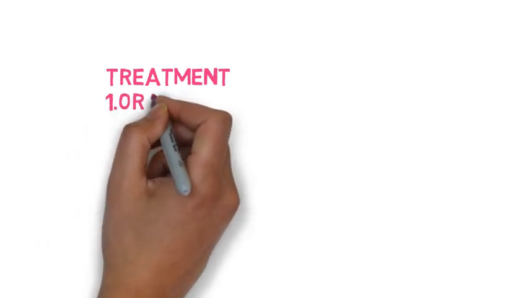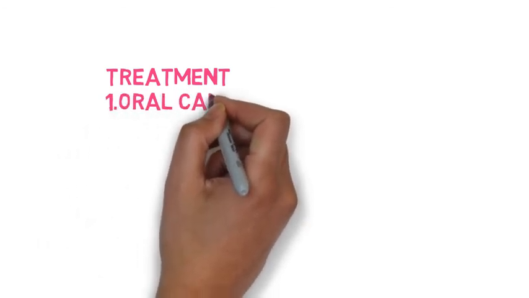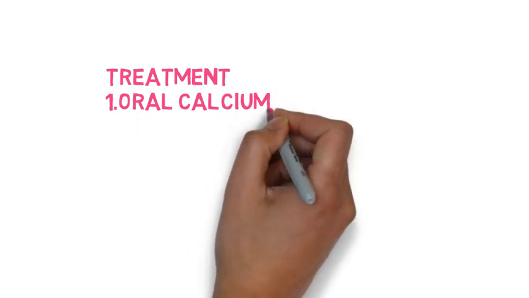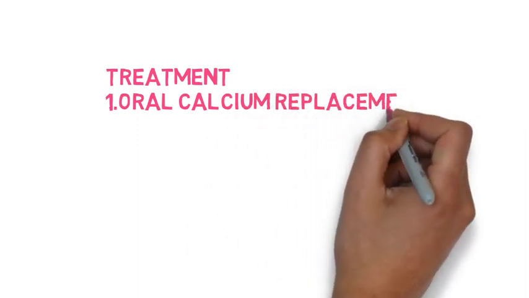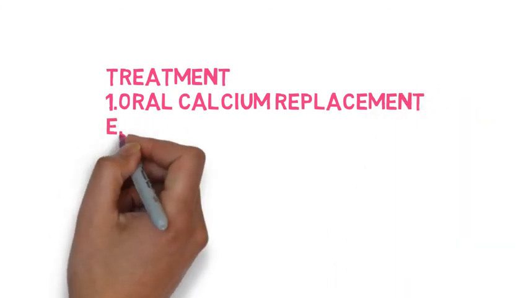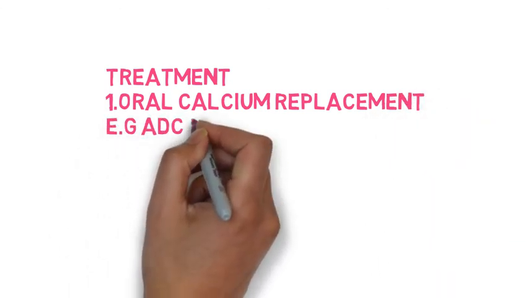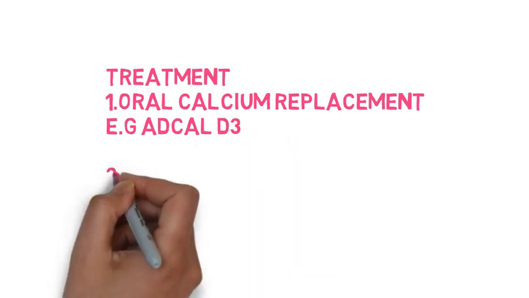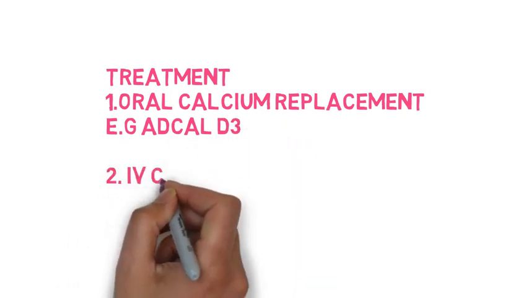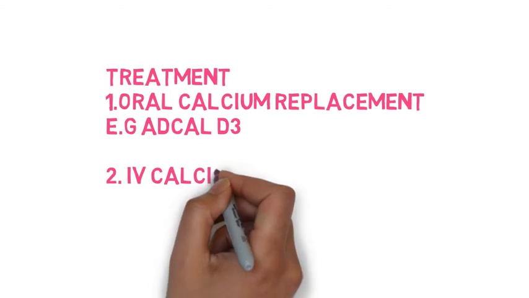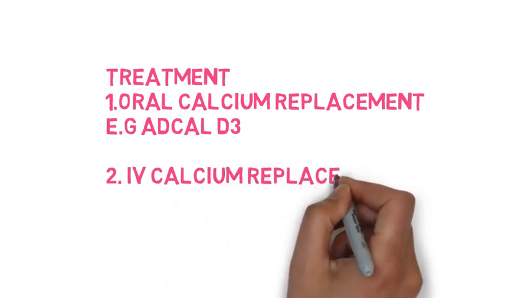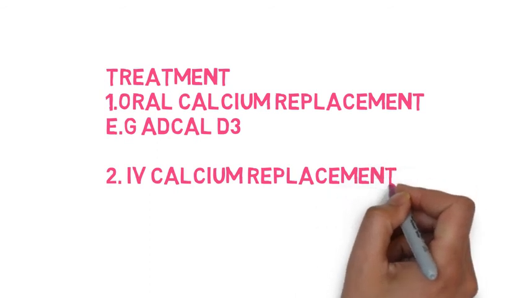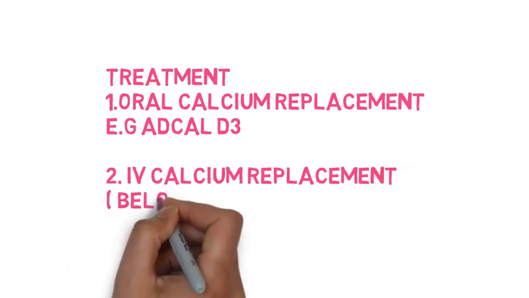And what is the treatment? Well, you want to check is the magnesium low, and in that case you'd replace the magnesium as well. And also you could use calcium tablets such as Adcal D3. But if the serum calcium falls below 1.9, you'd use IV calcium replacement such as IV calcium gluconate.